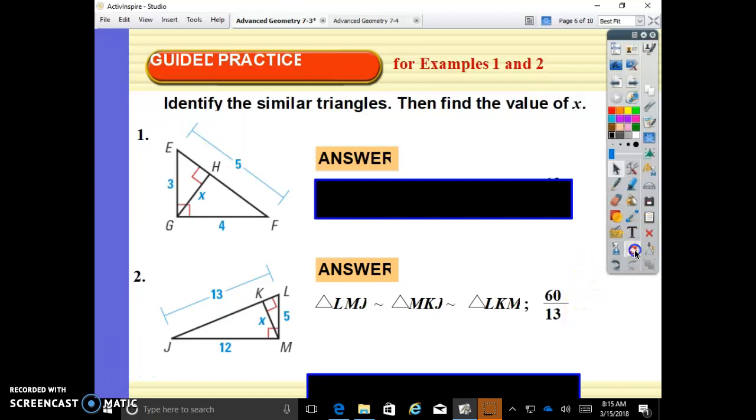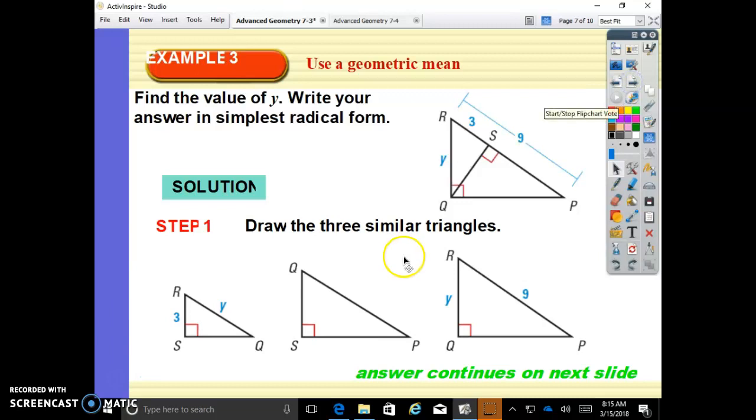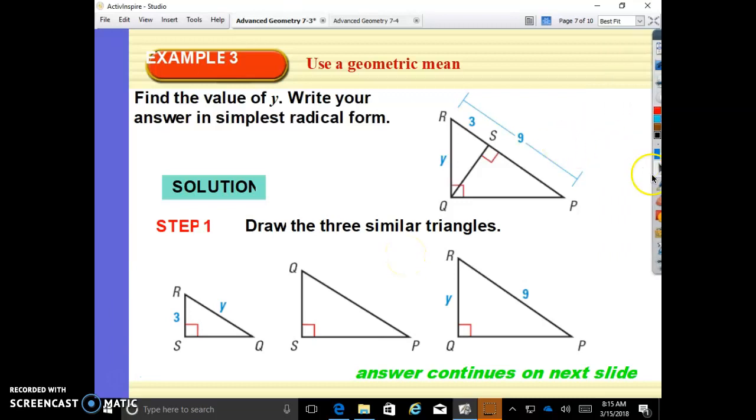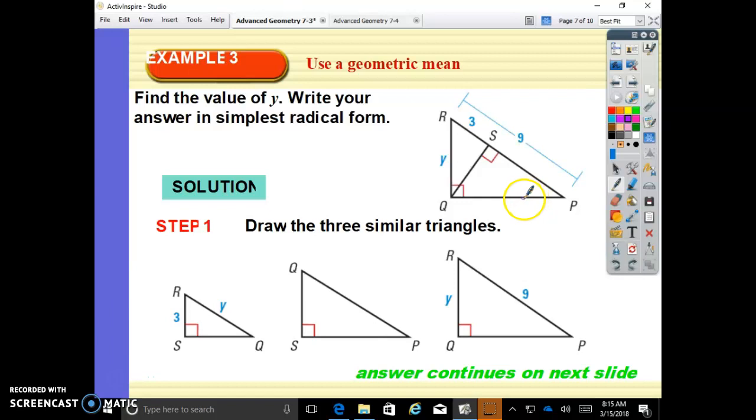We okay? Use the geometric mean. So these are the shortcuts. These are the ways that I like to do it.